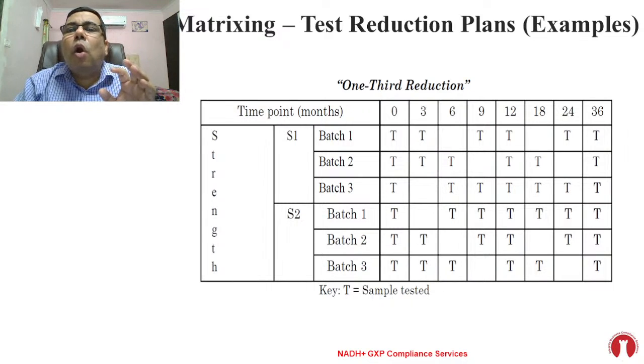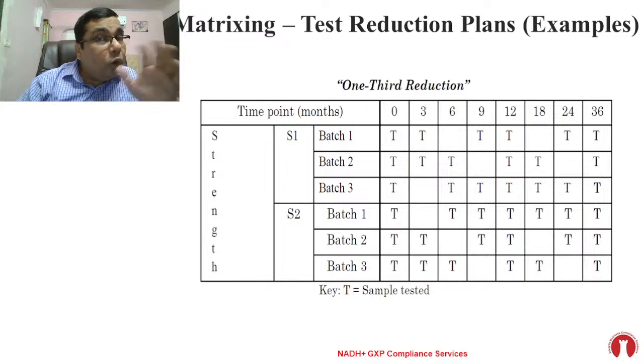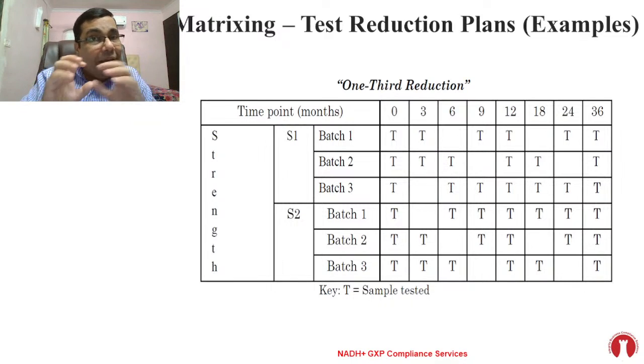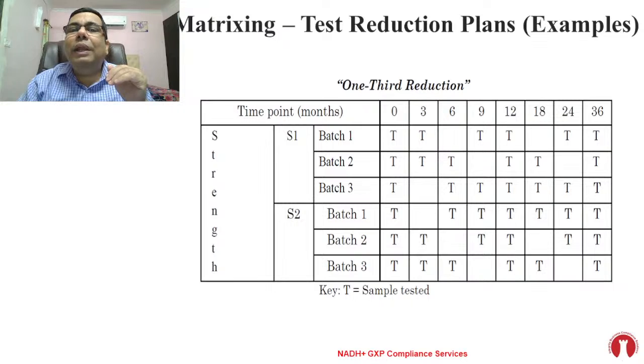Here the point is, all the different types of tests will be performed. At 9 months, batch 1 is tested. You can see batch 3 is tested for S1. Then batch 2 is not tested at 9 months, but batch 2 is tested at S2 strength. So that way you are not skipping any strength. When I am testing 9 months, I am skipping batch 2 for S1, then I have to consider batch 2 at 9 months for strength 2. That way you need to consider.